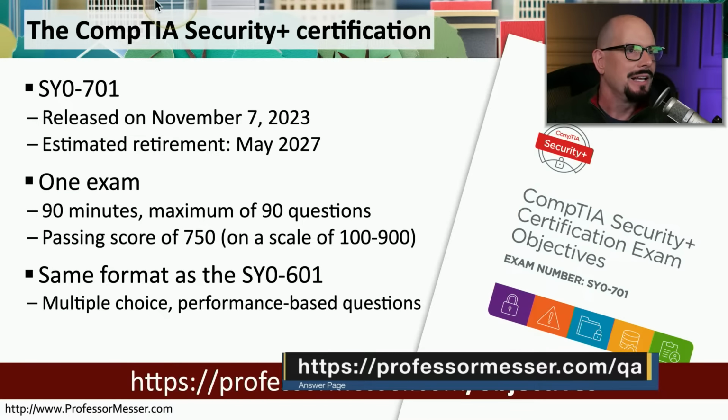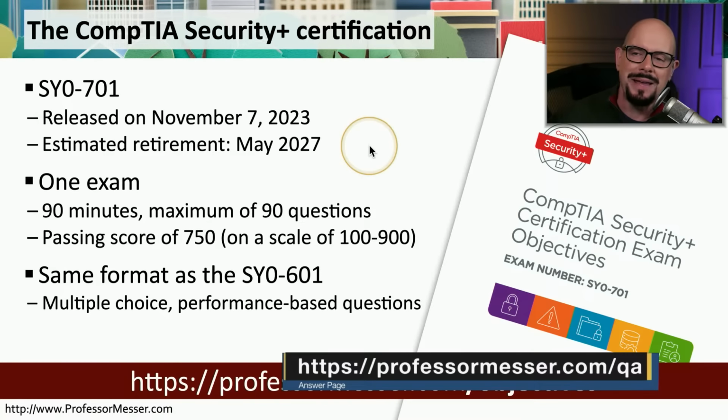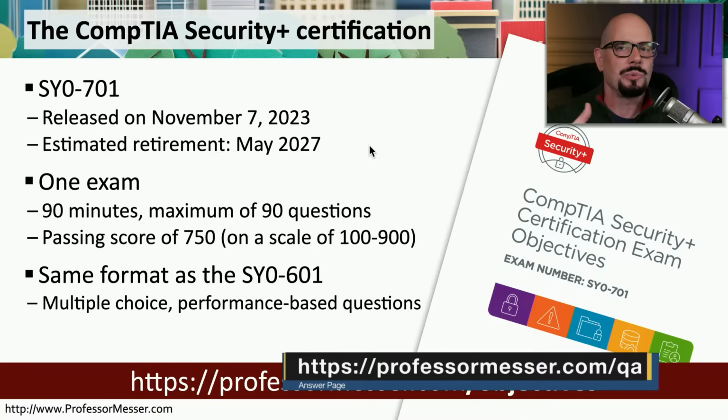Now, the question you had about what if a new exam comes out this year? Well, it won't, thankfully, because the estimated retirement for the current version of the exam, the 701, is May 2027. So this is a concern you will not have to worry about until 2027. The real challenge here is knowing these dates and times. That's why I make sure I tell you about those dates and times.